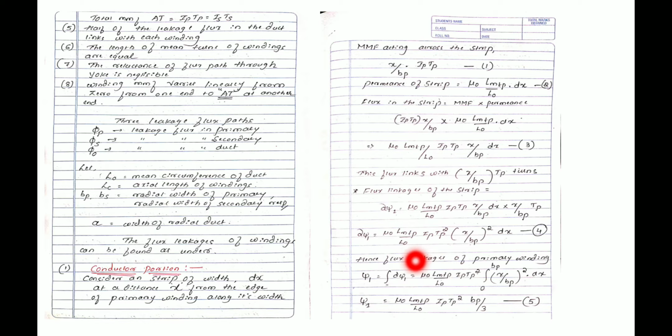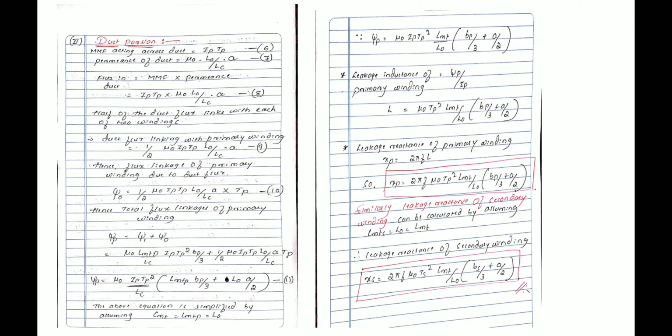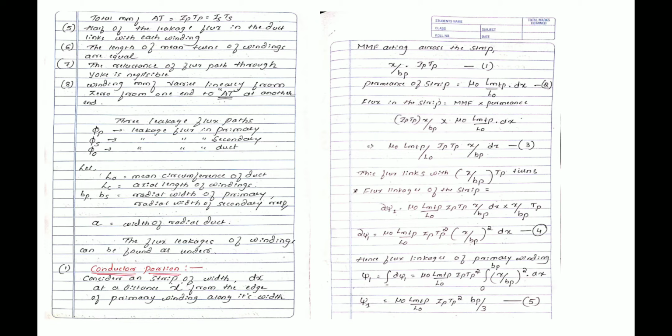Next thing, hence the flux linkage of a strip we had considered here, is it right? Flux linkages of a strip we have done here. Then what we have to calculate? Hence the flux linkages of a primary winding, the whole primary winding flux linkage we have to calculate. Now what we are going to do? We are integrating this one, psi 1, integration of d psi 1.